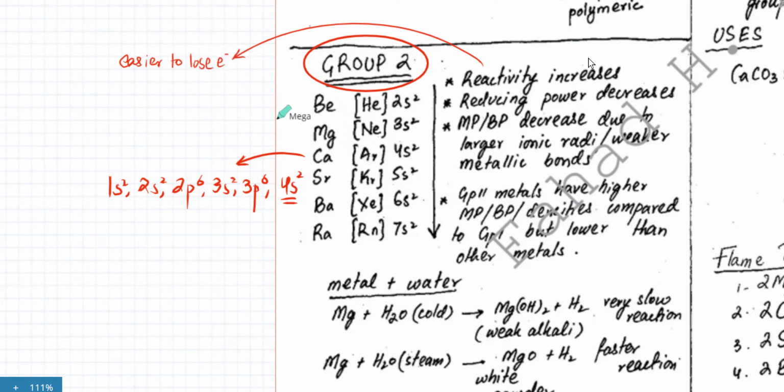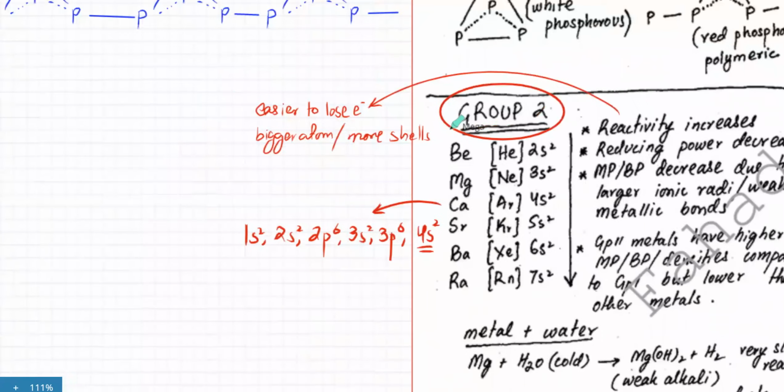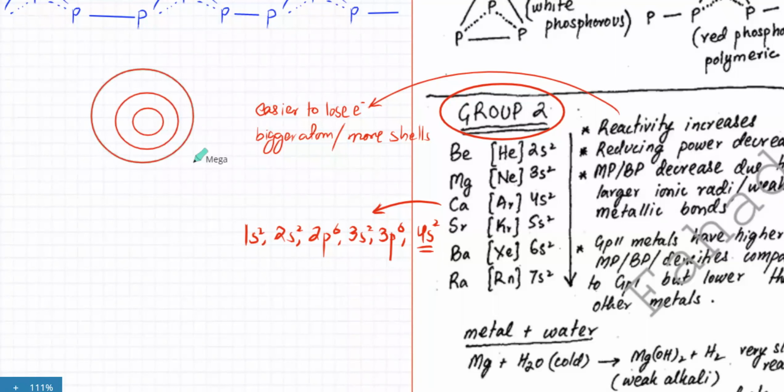Why does it become easier to lose electrons? Because you've got a bigger atom and more shells. So the shielding increases, and you have more shells as well. These are the two reasons it becomes easier to lose electrons. If you look at Mg and Ca, Mg has 3 shells, while Ca has 4 shells.